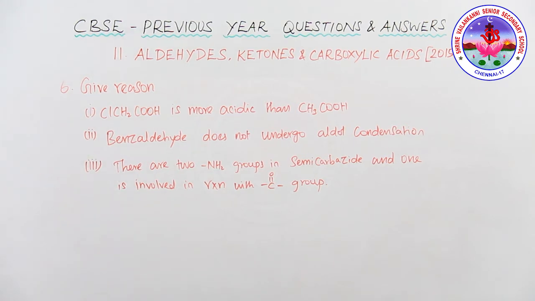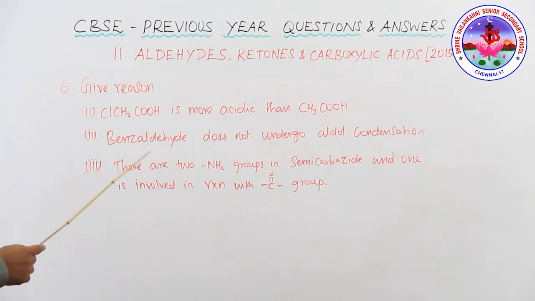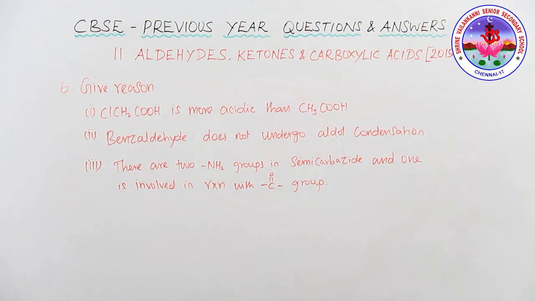Then the second question, benzaldehyde does not undergo aldol condensation reaction. Here simply you can tell the benzaldehyde does not have alpha hydrogen, so that benzaldehyde does not undergo the aldol condensation reaction, because you know that for the aldol condensation reaction, the condition is what? There must be the presence of alpha hydrogen in the aldehyde, that is very important. Okay, so that is why, without alpha hydrogen, the compound does not undergo aldol condensation reaction.